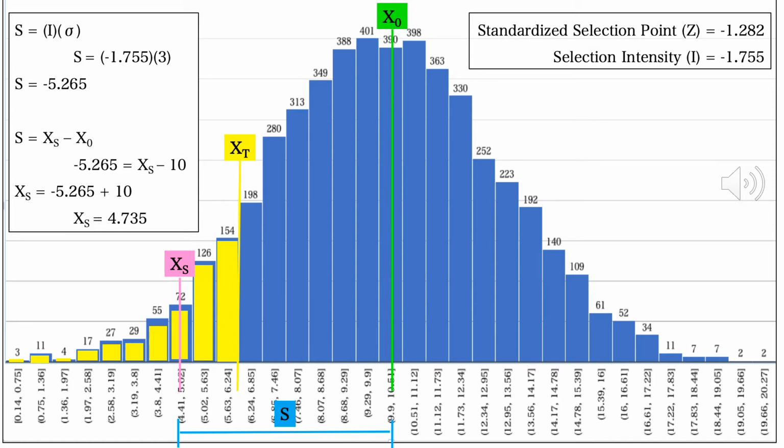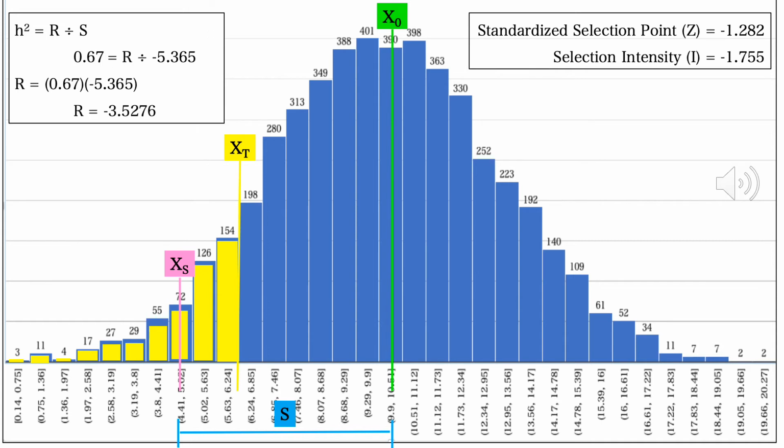Then the selection differential is used to determine the mean of the selected population by adding the mean of the original population and the selection differential, which is 4.735. Response to selection is used to determine how much gain is made when the selected parents are mated. We can calculate response to selection by multiplying the realized heritability by the selection differential. Response to selection is equal to negative 3.5276.